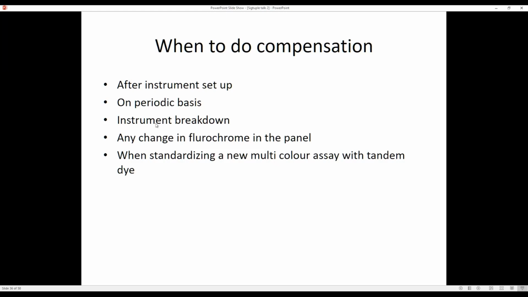Instrument breakdown. If there is an instrument breakdown, obviously the engineer would have worked on the detectors, and the voltages would have been adjusted. So definitely you need to redo the compensation exercise.